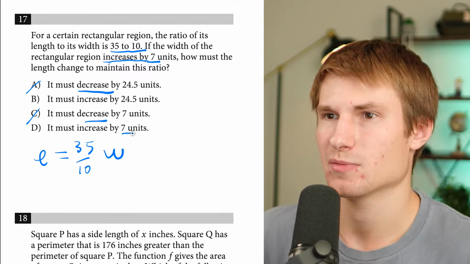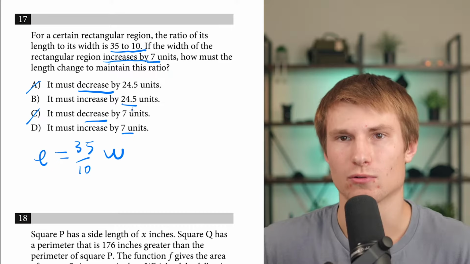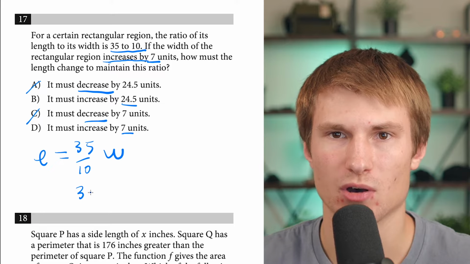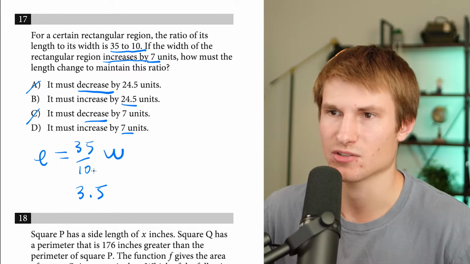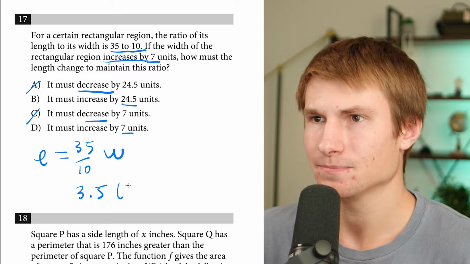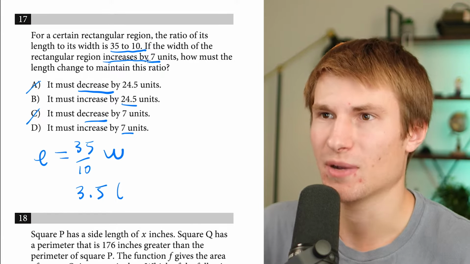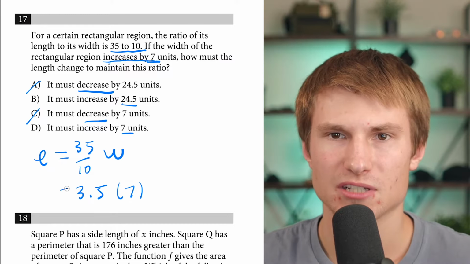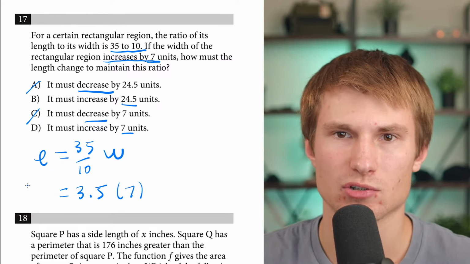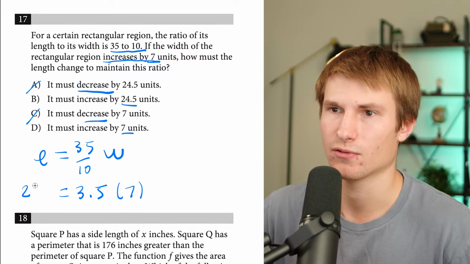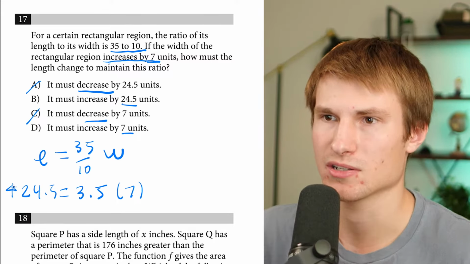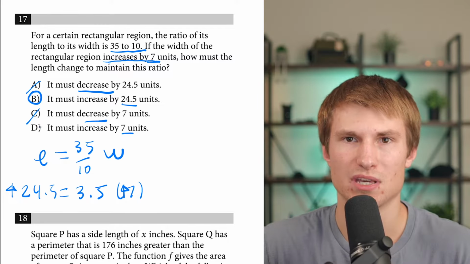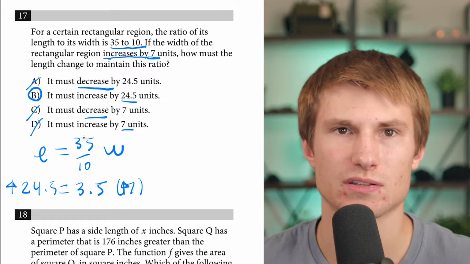Option D, it must increase by 7 units. And option B, it must increase by 24.5 units. Well, as you can see, if we increase our width or W by 3, then we'd multiply 3.5, which is the same as 35 over 10, by that, or I'm sorry, if we increase by 7 units is what it says, 7 units. Okay, we'd multiply that then by 7. 3.5 times 7 will give us, well, 3 times 7 is 21 plus half of 7. So that'd give us 24.5 as how much our length must increase if our width increases by 7. Okay, so our answer there would be answer choice B. It must increase by 24.5 units. Go move on to question 18.